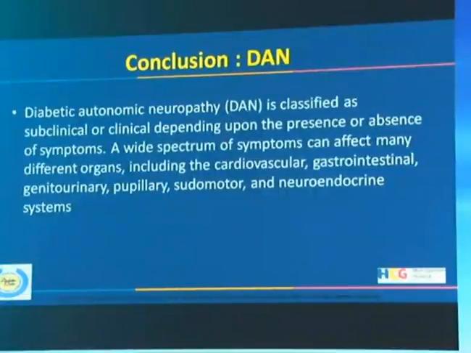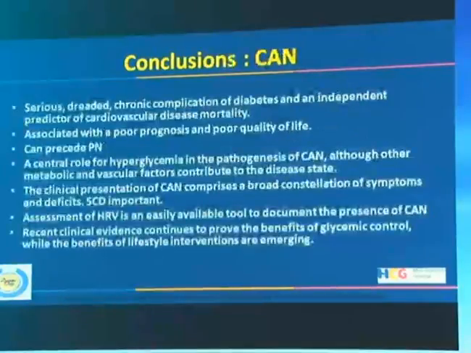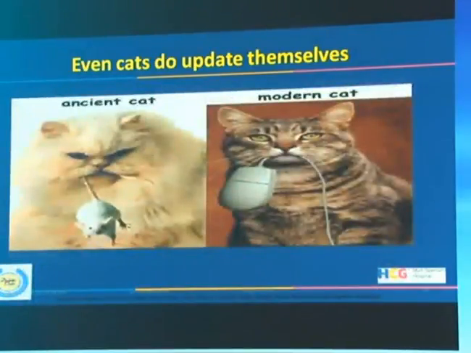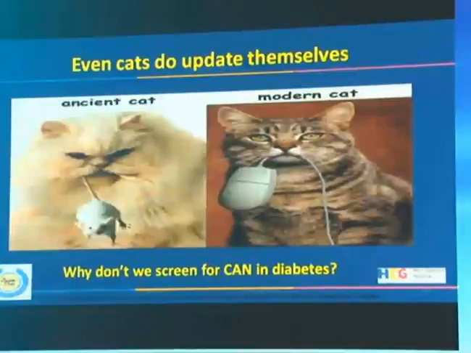So concluding, diabetic autonomic neuropathy is classified as subclinical or clinical. It is a serious, dreaded, chronic complication of diabetes associated with poor prognosis and poor quality of life. It can precede peripheral neuropathy. There's a central role of hyperglycemia, and intensive glycemic control can prevent it. It is always better to prevent them. If we don't update ourselves, we are always going to be in trouble. Even cats update themselves. So next time when somebody presents on cardiac autonomic neuropathy, at least this question should not be there: why don't we screen for cardiac autonomic neuropathy in diabetes?